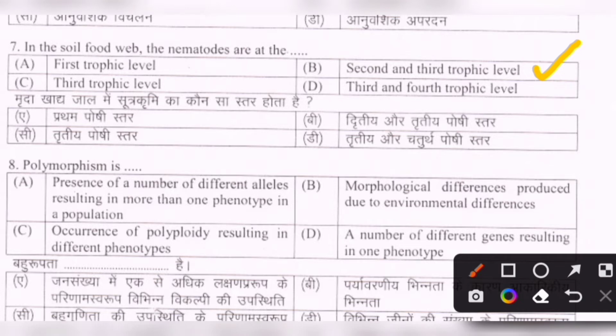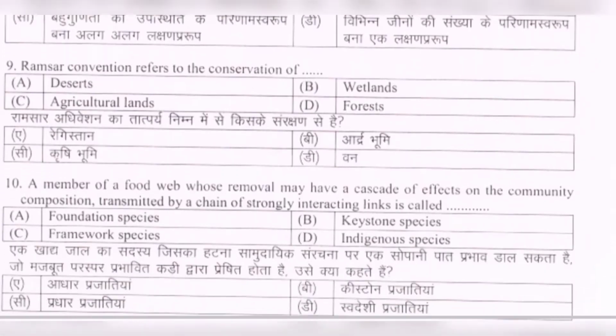Polymorphism is, options are presence of a number of different alleles resulting in more than one phenotype in a population, morphological differences produced due to environmental differences, occurrence of polyploidy resulting in different phenotypes, a number of different genes resulting in one phenotype. Correct option is A is the correct option. That is presence of a number of different alleles resulting in more than one phenotype in a population. Let's see the next question.